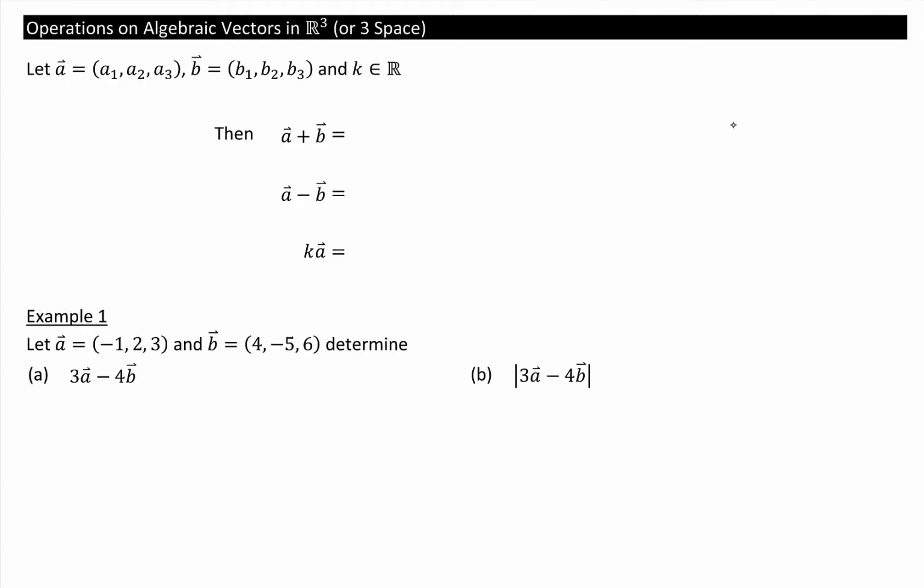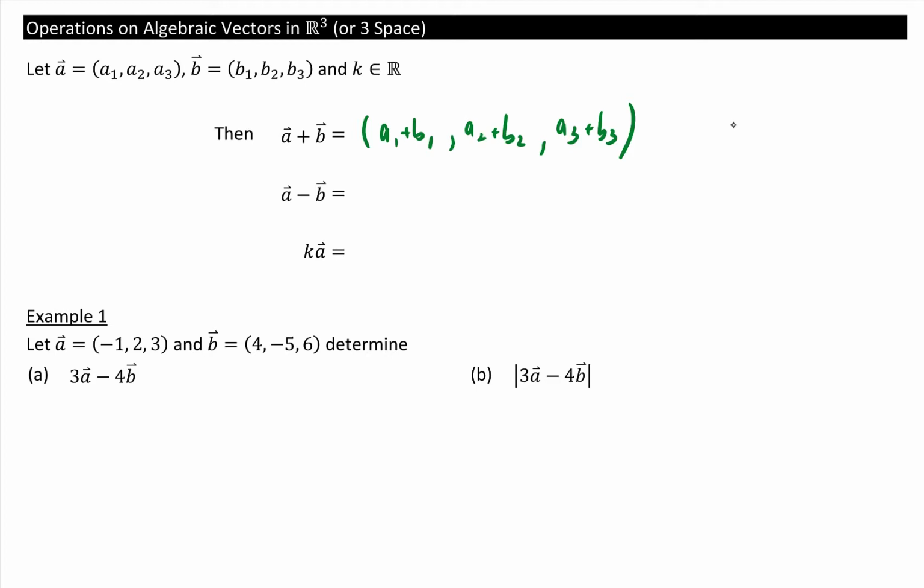So next up, let's take a look at operations on algebraic vectors in R cubed, or in 3 space. If we let vector A have components A1, A2, A3, and vector B have components B1, B2, and B3, if we are going to add vectors in 3 space, all we need to do is add the x components, so A1 plus B1, add the y components, A2 plus B2, and add the z components, A3 plus B3 together.